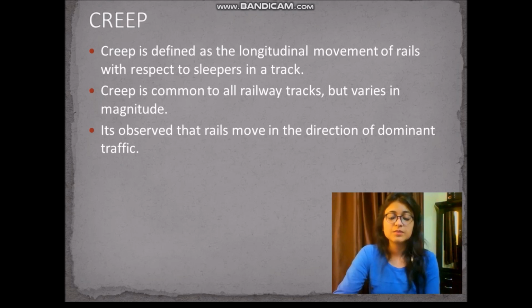Creep is defined as the longitudinal movement of rails with respect to sleepers in a track. So creep is that with respect to sleepers, the rails move longitudinally. There are a number of causes behind it that we will see. As of now, creep is the longitudinal movement of rails with respect to sleepers. The rails have moved longitudinally forward or backward, and that is called creep.